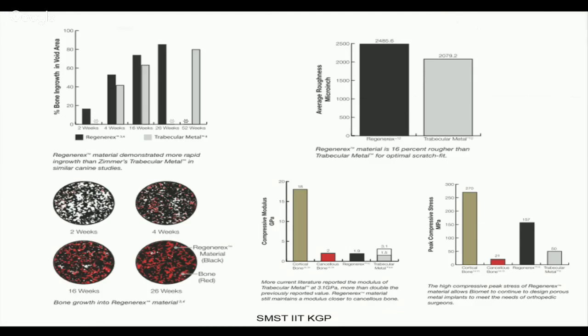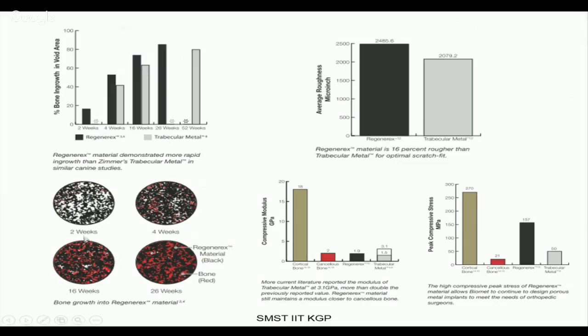And interestingly, this is also Regenerex, and you can see the bone ingrowth at different time points. In the second week, we can see 20% bone ingrowth. In 4 weeks, about 50 to 60% bone ingrowth. At 16 weeks, we have about 80% bone ingrowth. And at 26 weeks, we have more than 90%, about 80 to 90% bone ingrowth, which is required for biological fixation.